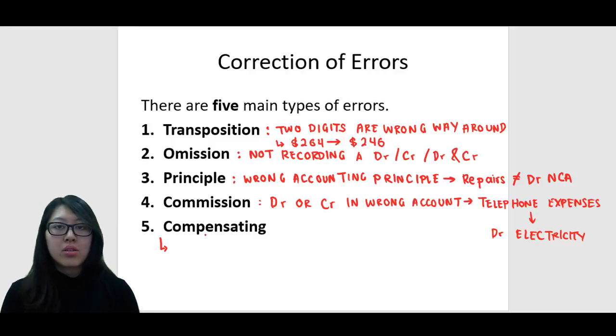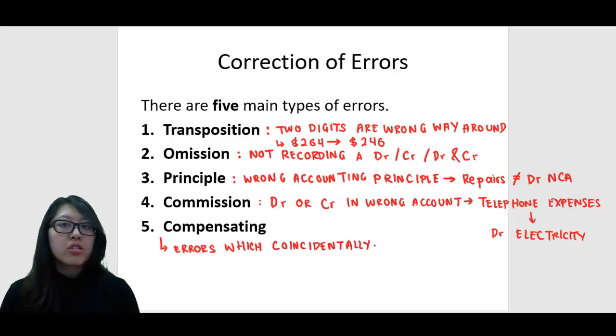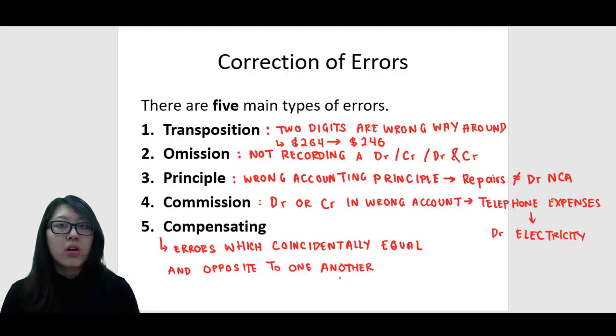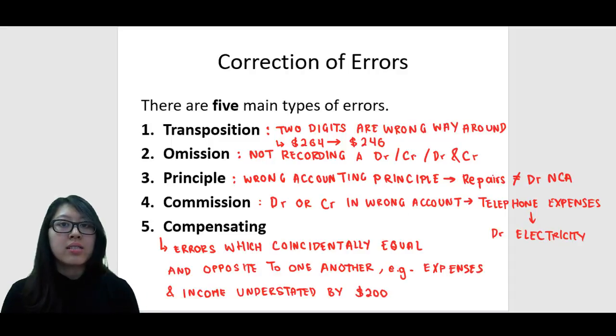The fifth error is called a compensating error, which in this case means that the error occurs coincidentally and somehow manages to equal each other and cancel each other out. So in here I've written down an example: it could be if the income and expenses are both accidentally understated by $200. So let's say in my books I've forgotten to record a discount received of $200, and discount received should be a credit entry. So that will cause my credits to be understated by $200.